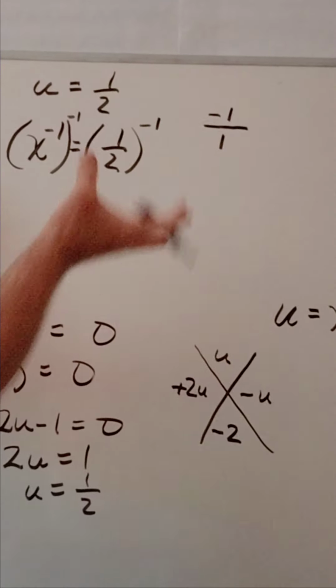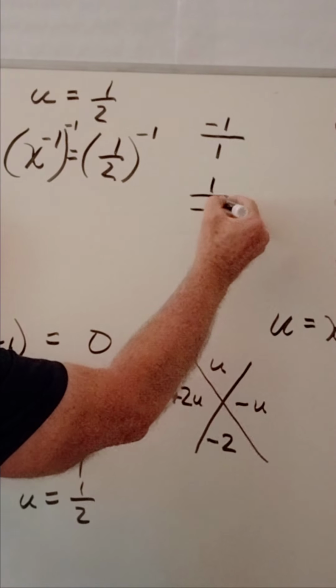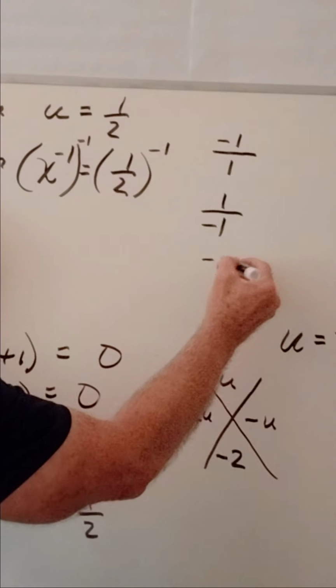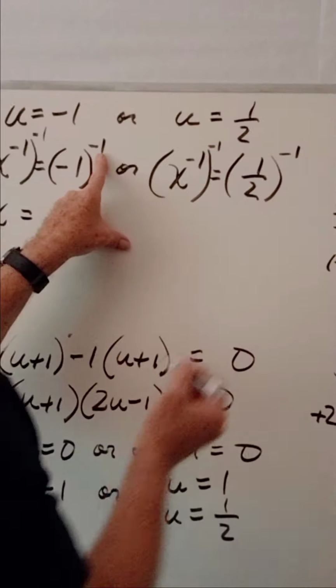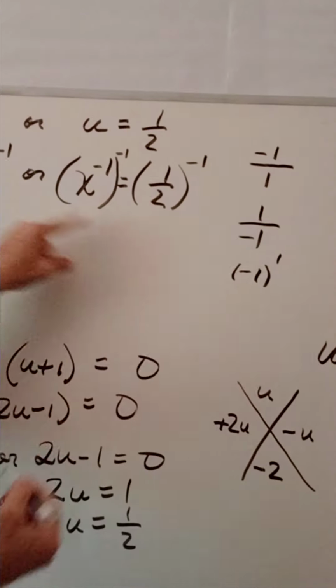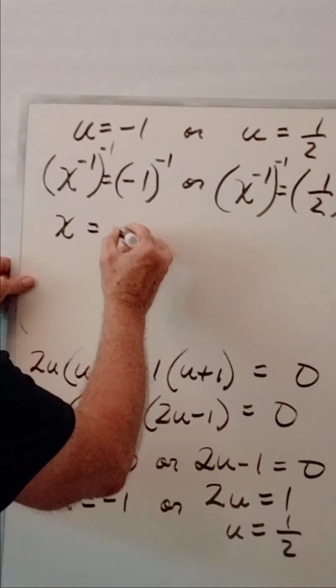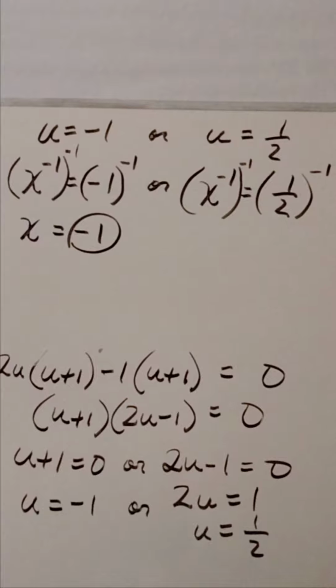And if we reciprocate that, so be it. 1 divided by negative 1 is still a negative 1. But when you reciprocate, that allows you to change that negative 1 to a positive 1. And negative 1 to the first is going to keep that negative 1. So x being equal to negative 1 is one of the solutions.